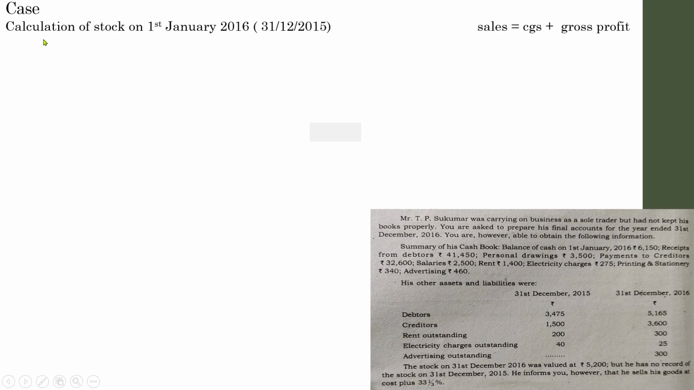This was the question. So on the basis of the details here, first of all let us go through the computation relating to the memorandum trading account. So in the question it is mentioned that he has no record of the stock on 31st December 2015.